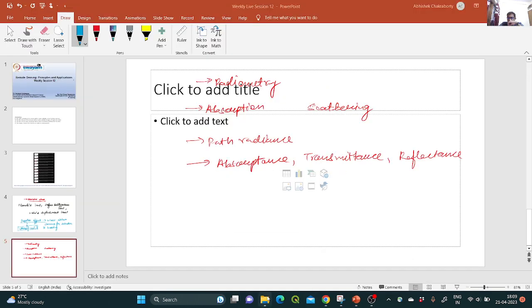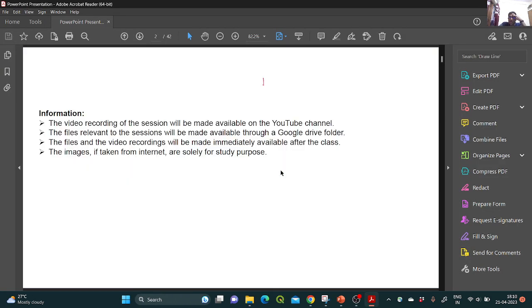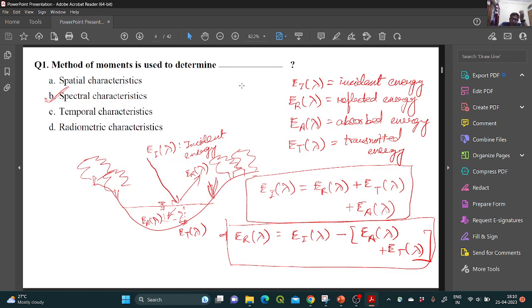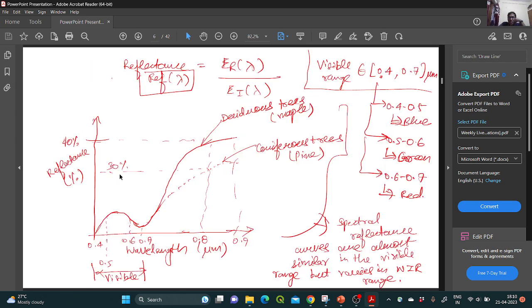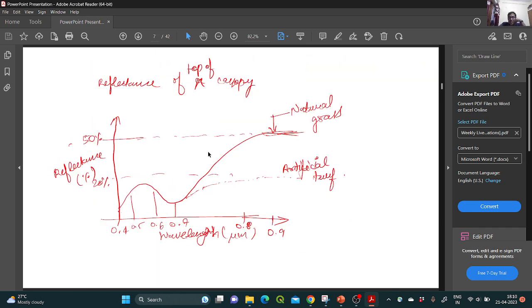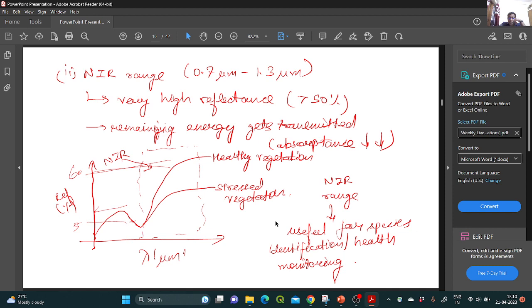Let's move further. What about weekly live session 3? Let's check that out also. Okay, so we again did a few things about enhancing our knowledge about the reflectance. We for the first time understood what the basic spectral reflectance curves are. The reflectance of, let us say, water would be vastly different from that of healthy green vegetation or soil or snow.